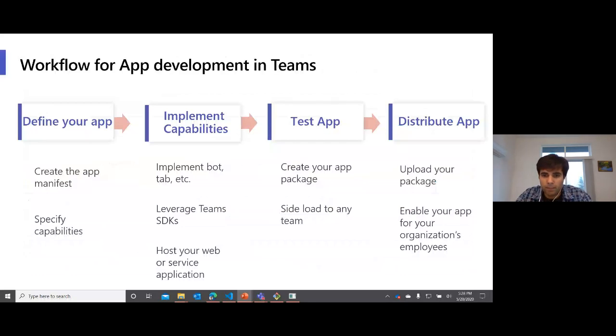So you will create the app package and then sideload it onto your developer tenant so that you can play around with it. And the final step is that you will distribute the app. So you upload the app package, and if you're developing for an enterprise, you will upload it to the tenant LOB store for that particular enterprise, or you can also submit it to us for approval and validation to the Teams App Store.